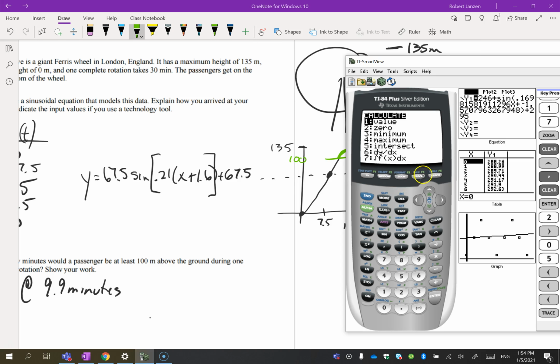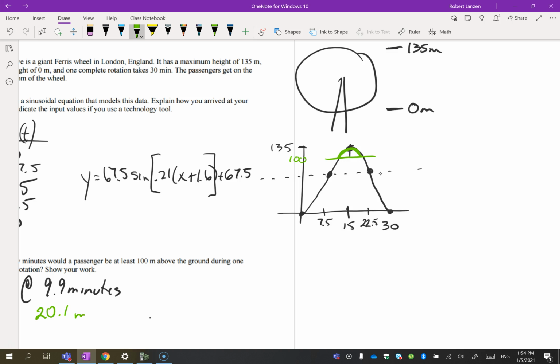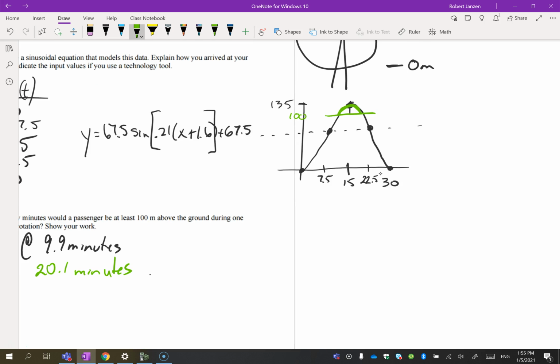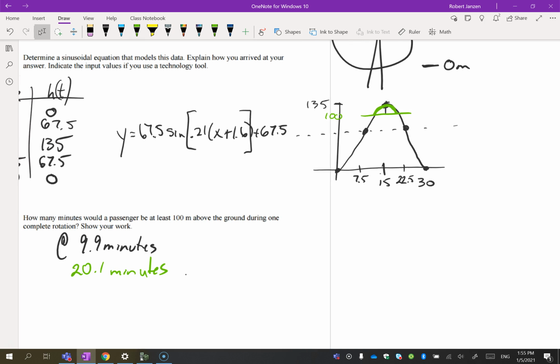Let's figure out what the other one is. So let's go look over here. Press enter, enter, enter. And that's 20.1 minutes. So from between those two values is how long it's going to be above 100 meters. So if I go 20.1 take away 9.9, I end up with 10.2 minutes. It'll be above 100 meters.